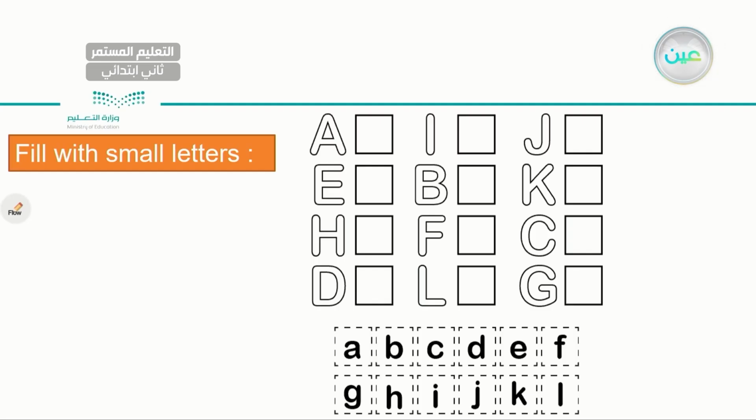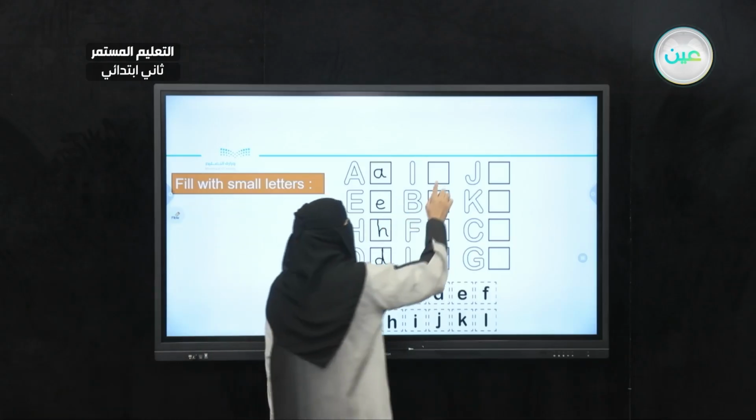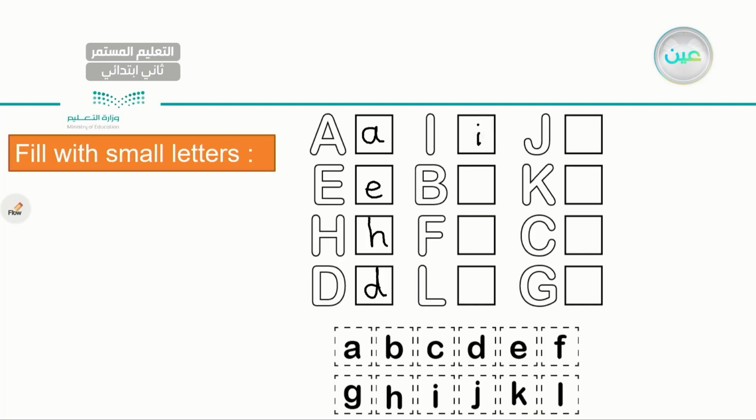Starting with the first one, I have A. That's the small a. Very good. Next letter, I have capital E. Small e. Very good. Next one, I have H. Capital H. Small h. Very good. Next one, I have capital D. Small d. Very good. Next letter, I have letter I. Capital I. Small i. Very good.